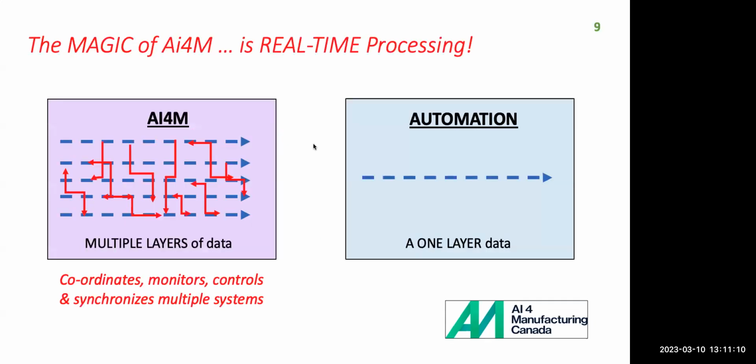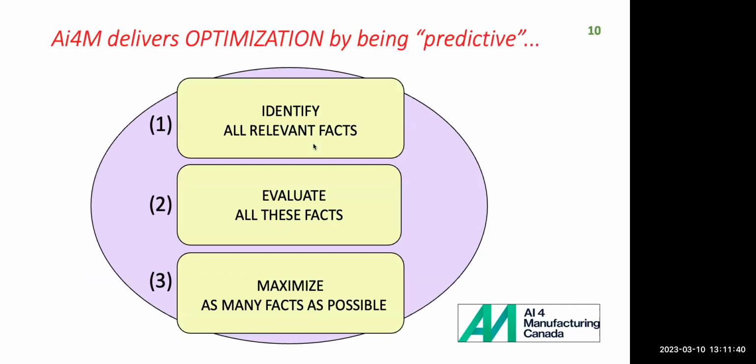The power of AI for M is its real-time processing capabilities, which enable a computer to optimize a manufacturing operation by being able to monitor, track, control, coordinate, and synchronize multiple layers of data and data communications. With automation, there is only one layer of data being monitored in real time: throughput. So let's take a quick look at how the ability to process multiple data streams leads to optimization.